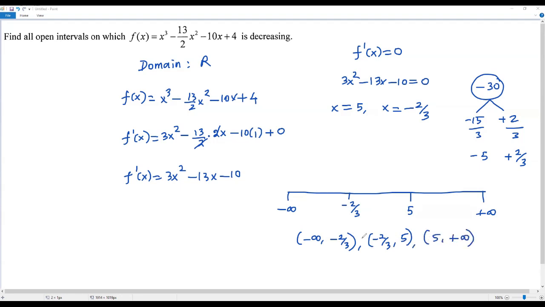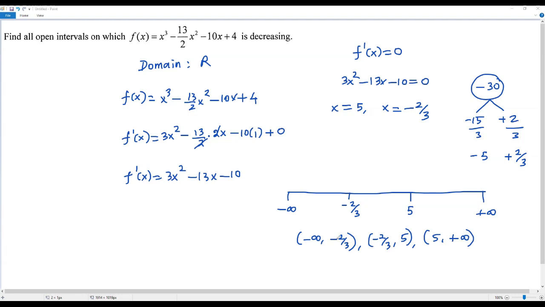All of them are open intervals because I used parentheses everywhere, since according to the question we have to find the open intervals. Parenthesis means we should not consider boundary values in each interval. For example, if I take the second interval (-2/3, 5), I can consider only the values between these two. I can never consider the boundary values -2/3 or 5, because we have parentheses here. So this is called an open interval.